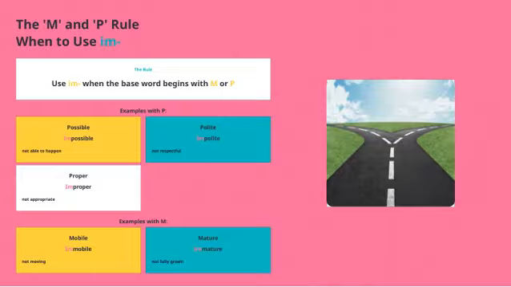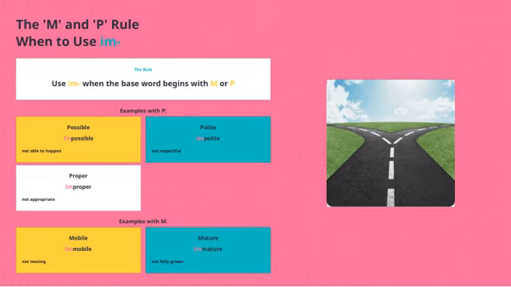Now let's look at the M and P rule, which helps us decide when to use im at the beginning of a word. The key point here is to use im when the base word starts with the letter M or P, for example. With P, we have words like possible and impossible, meaning not able to happen, or polite, meaning respectful, and impolite, meaning not respectful. Another P word is proper, meaning appropriate, and improper, meaning not appropriate.